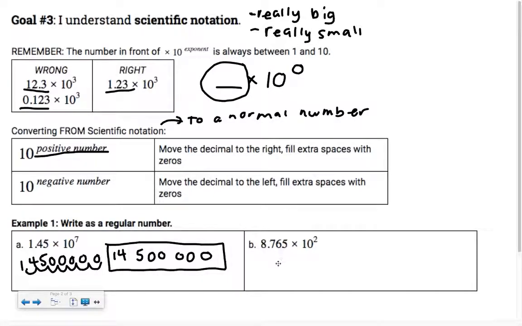If I take a look at this number here, 8.765, I'm going to take my decimal place and move it to the right by 2 decimal places. 1, 2. In this case, I don't need to fill any zeros because I don't have any new spaces that I've made. I don't have any extra spaces. So I'm rewriting this as 876.5.